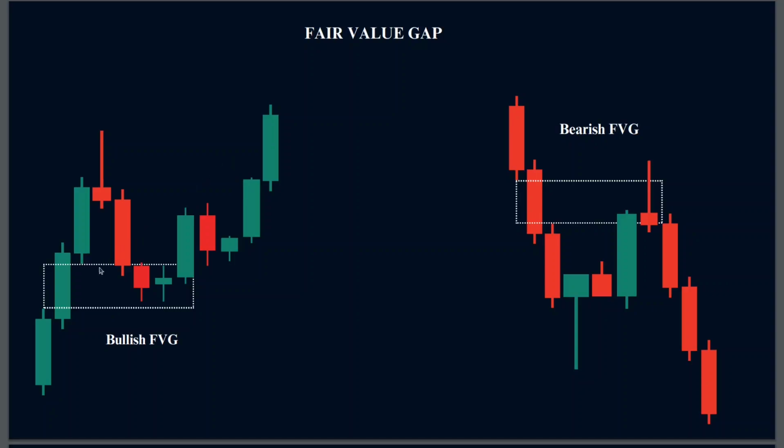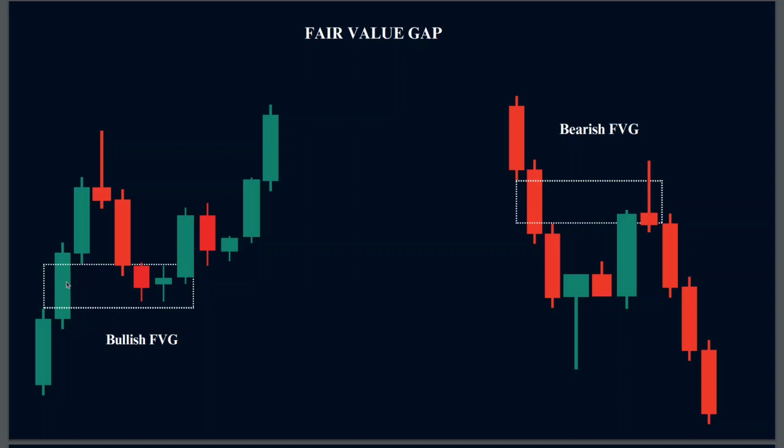When we have a candle, the first candle wick is not a match to the third candle wick, leaving a very big gap on the second candle. In this candle, we have the wick here, and on the third candle, we have the wick here, and we have this big opening of price on the second candle.